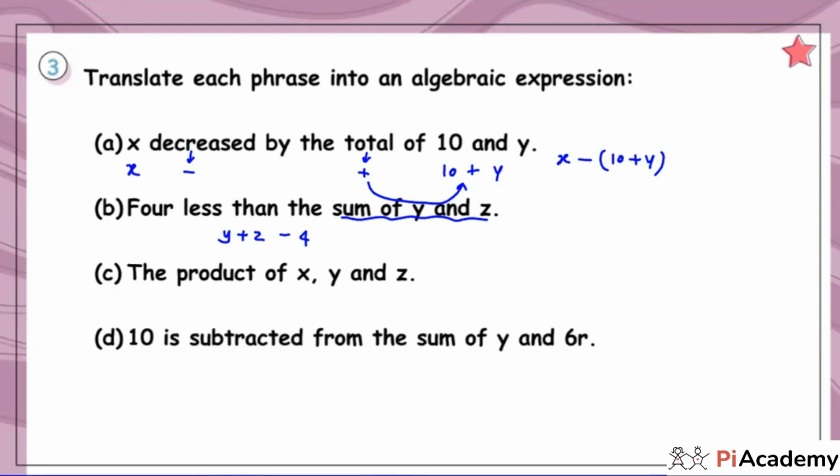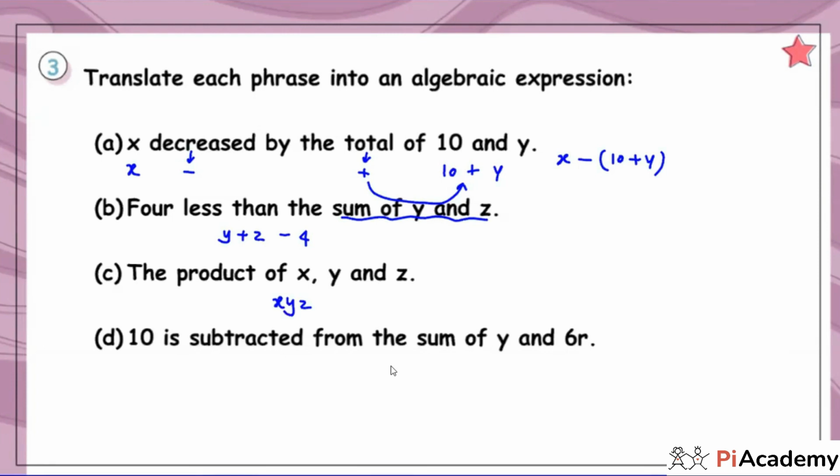The answer could be x, y, z. Okay, so the product of x, y, z. They are talking about product, which means multiplication. So you have to multiply all of these together, x, y, and z, like this. Okay, very good. Now let me choose the last person to solve this.